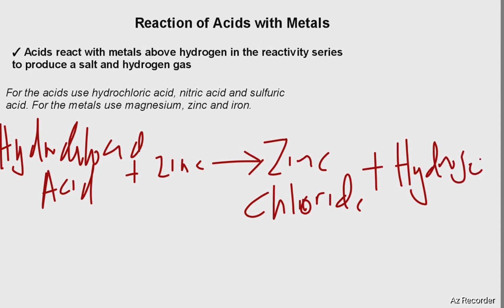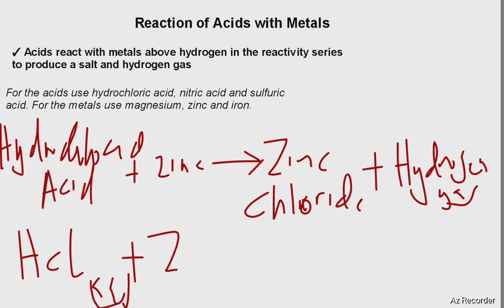So this will be hydrochloric acid in symbol form now. Most acids, you write them in aqueous, then zinc is solid. Then here you're going to get zinc chloride. Zinc, you give it a valence of 2, plus hydrogen.